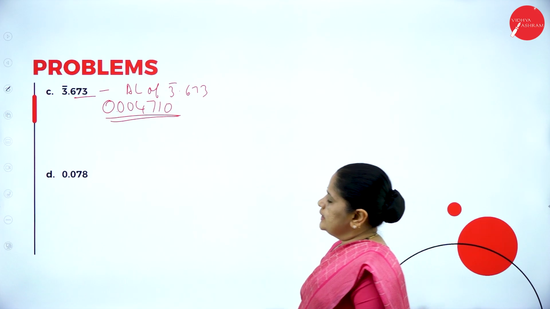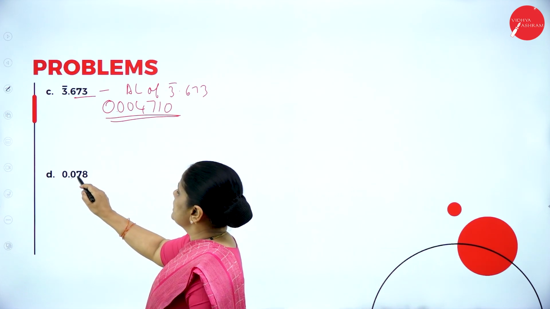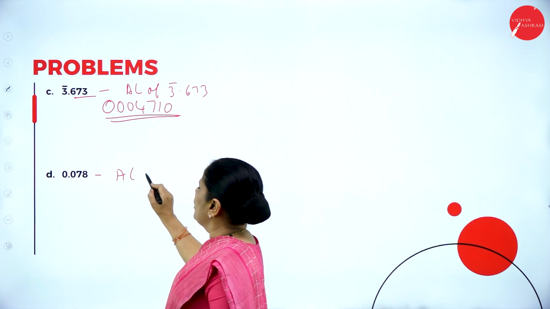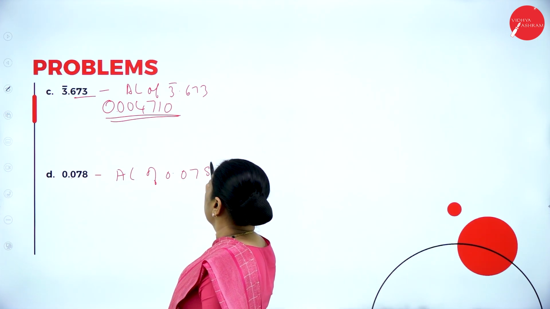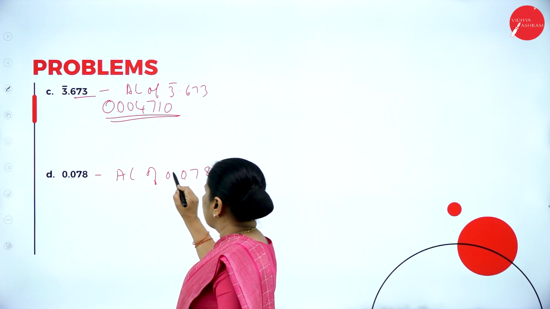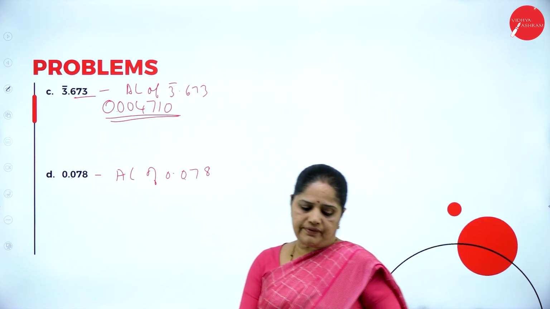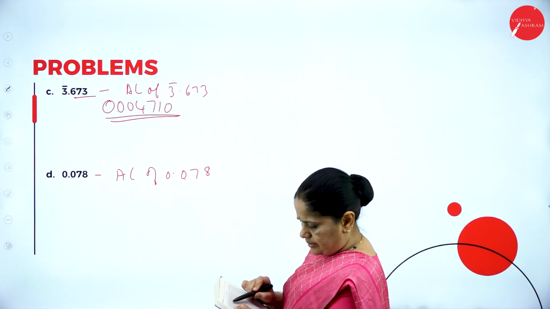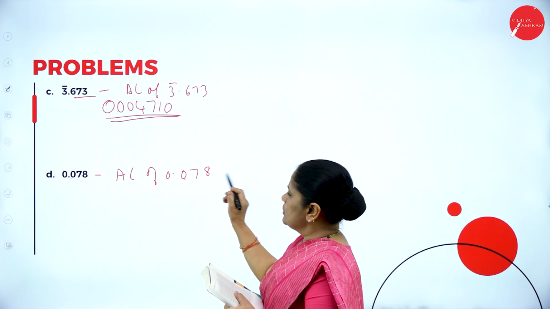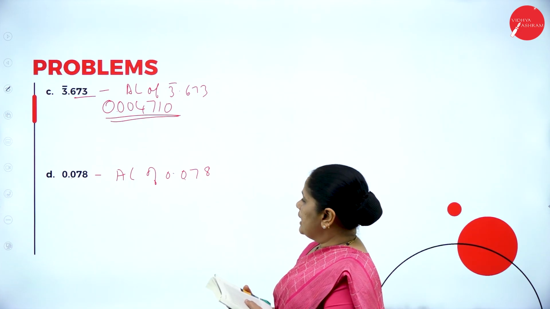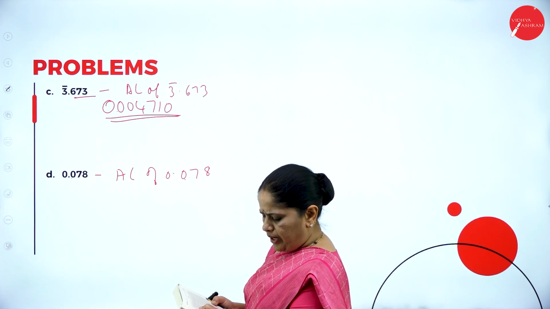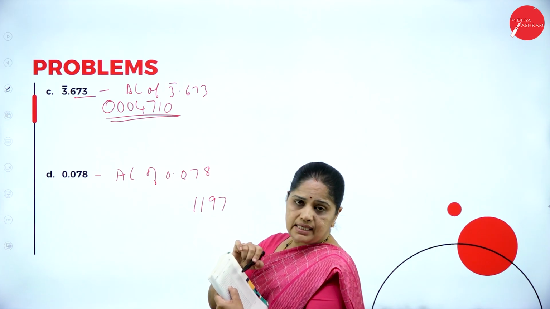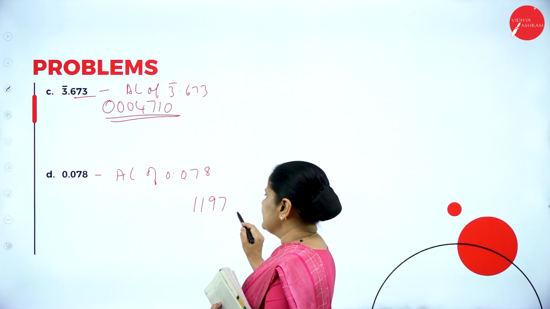Now, here we have 0.078. So we have to find the anti-log of 0.078. From here I'll take, after the decimal point, 0.07. Now anti-log of 0.078, I take the value as 0.07. So for 0.078, the table is telling 1197.